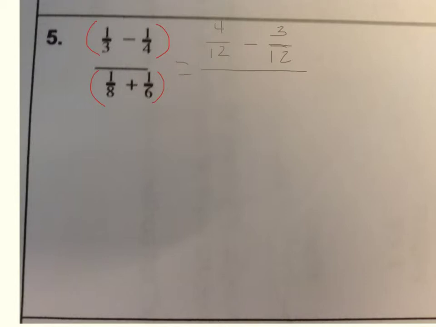I'm then going to see that both 8 and 6 go into 24. So that's 3/24 and 4/24. So I'm going to now reduce my top. So 4/12 minus 3/12, I have the same denominator, so I just subtract straight across. So I have a leftover of 1/12.